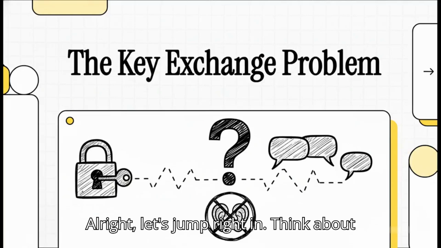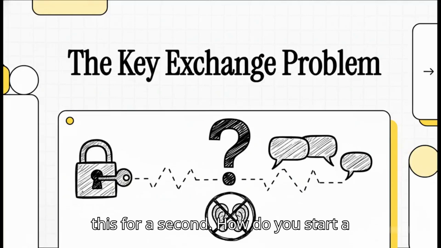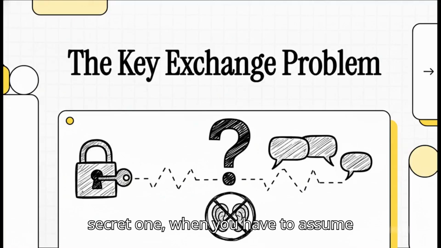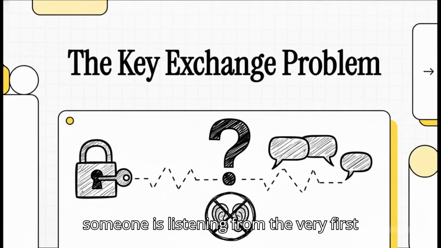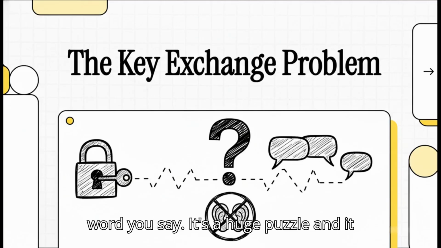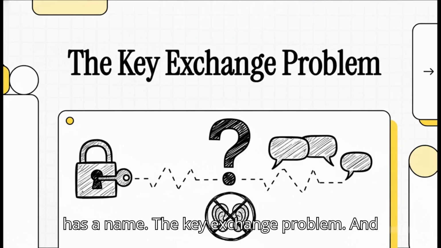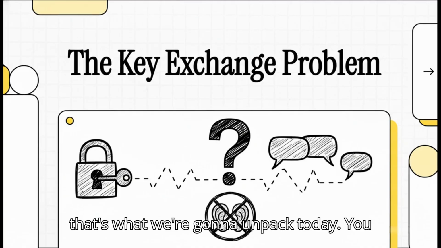All right, let's jump right in. Think about this for a second. How do you start a secret conversation? I mean, a truly secret one, when you have to assume someone is listening from the very first word you say. It's a huge puzzle, and it has a name, the key exchange problem. And that's what we're going to unpack today.